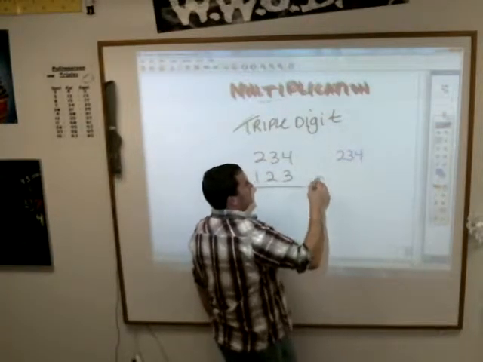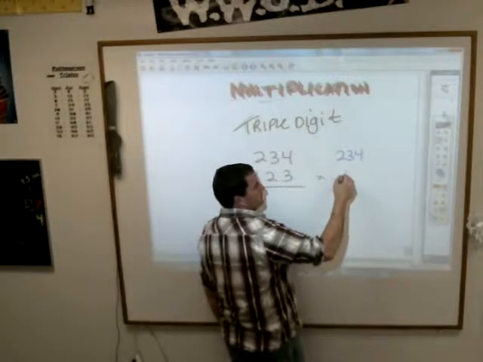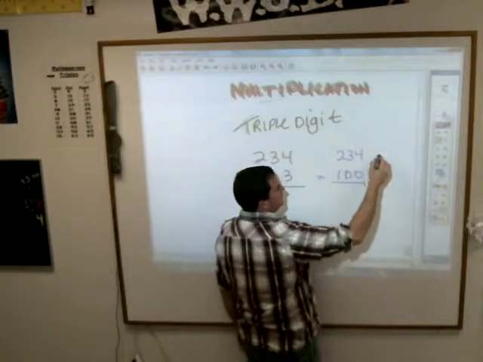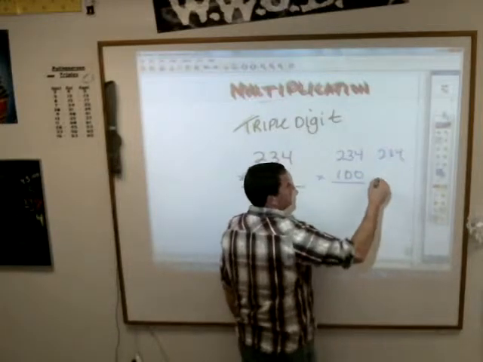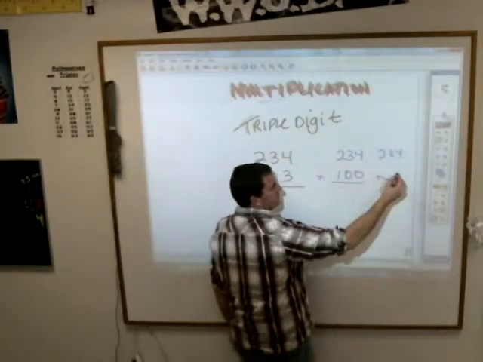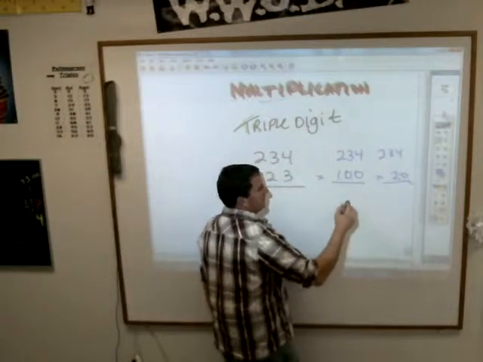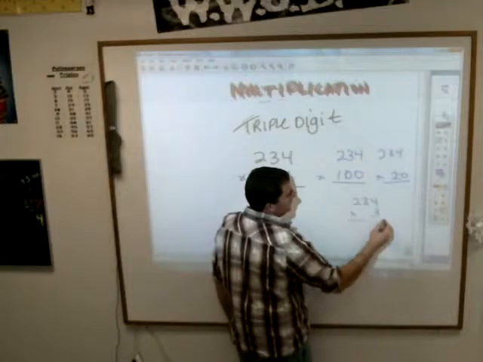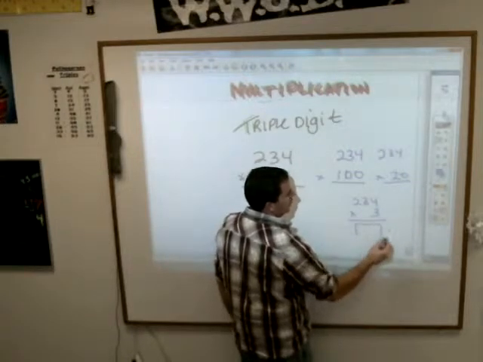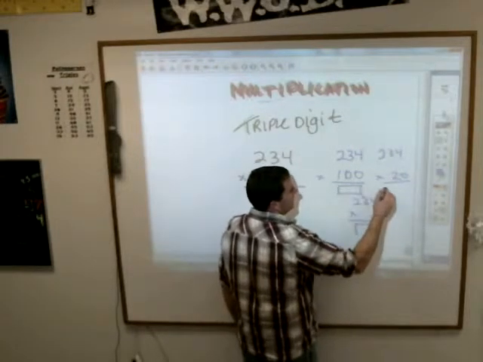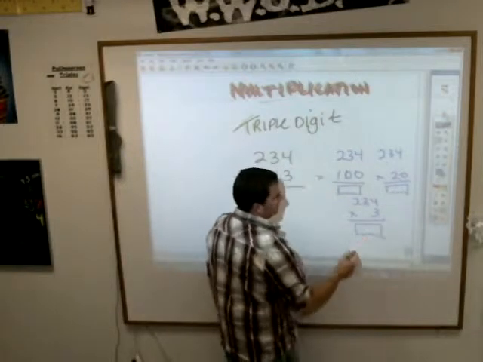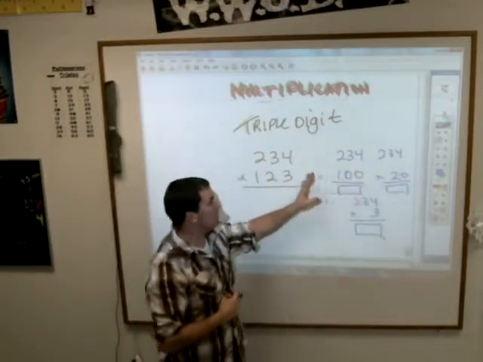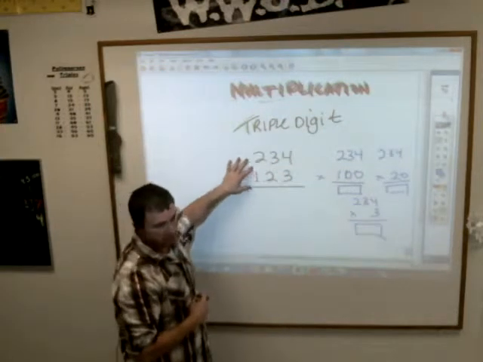234 times 100 and multiplying 234 times 20, because that 2 is in the tens place, and multiplying 234 times 3, and then adding all of those answers together. Okay, but rather than separating it into big groups like this, we do it all as one big thing.